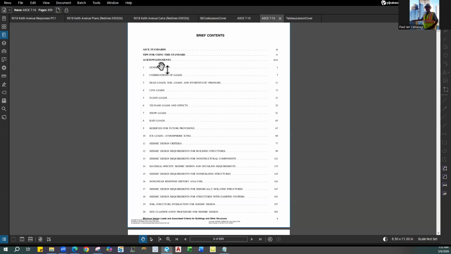So these load combinations are the ones that you have to watch out for, especially if you're doing ASD or LRFD. ASD is allowable stress design, or LRFD, load and resistance factor design.